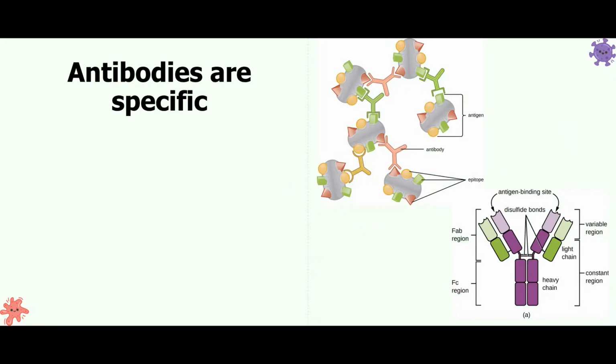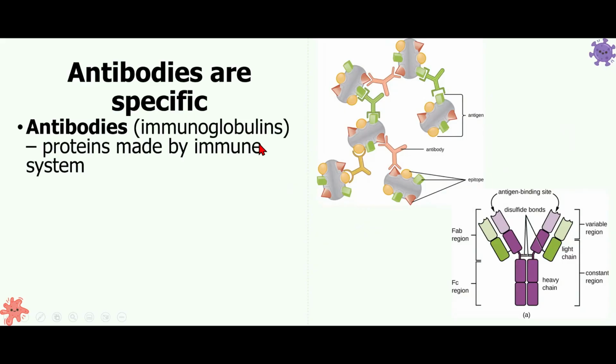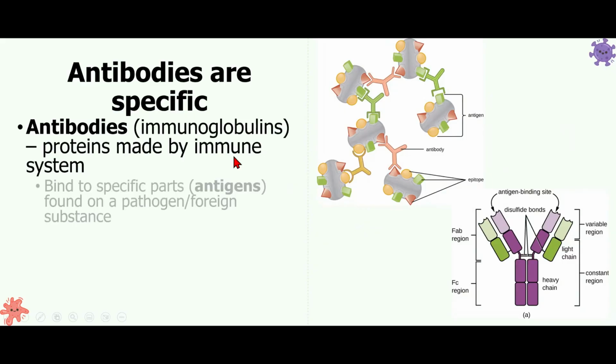So let's talk about antibodies. Antibodies, again, are very specific. They are proteins made by our immune system. Their other name, by the way, is immunoglobulins, and they bind to specific parts of a pathogen or foreign substance. So here is a bacteria. Bacteria have tons of different proteins on their surface, and these are called antigens because the antibody binds to those antigens. And notice that you can have different antibodies that bind to different antigens, but they are very specific.